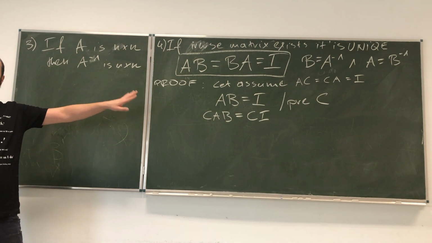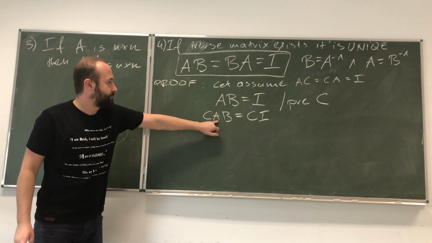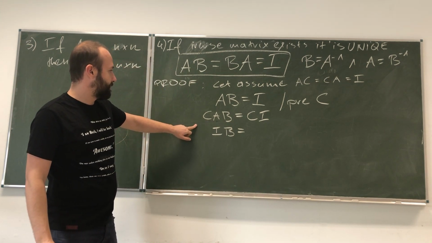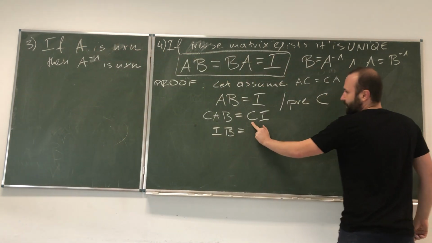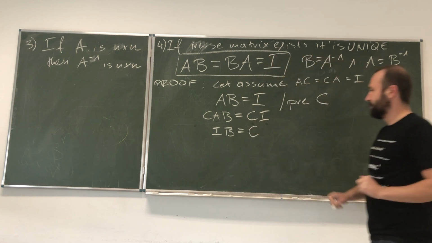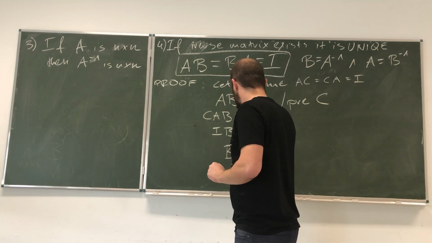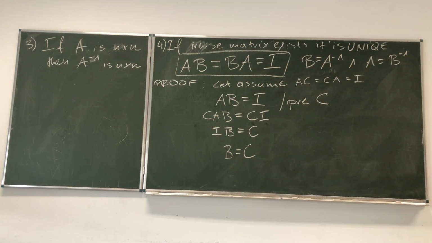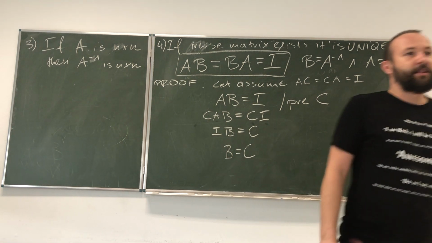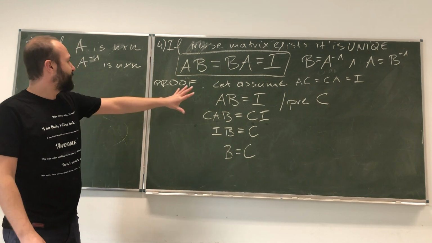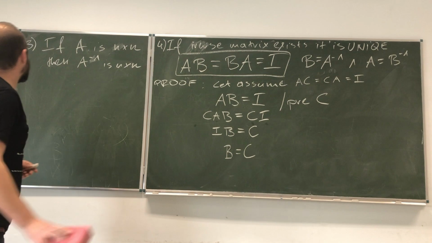Okay, but what do we know from our assumptions? We know that C times A is equal to I, and we know that C times I is equal to C. Right? Now, I times B is equal to B, and we've got that B is equal to C. Okay, there's another way in which we could prove this, but I think this is enough. Just let's notice one more thing.